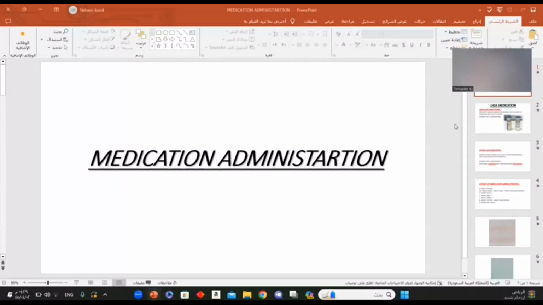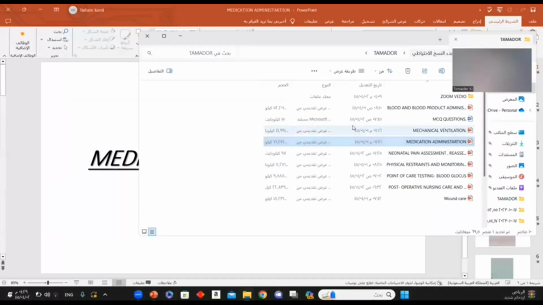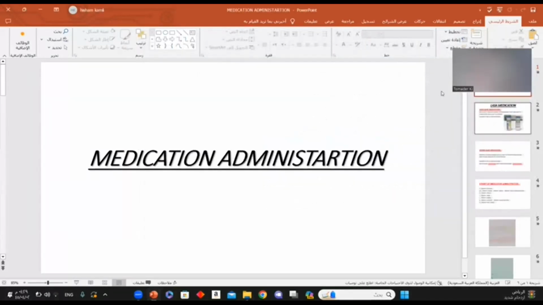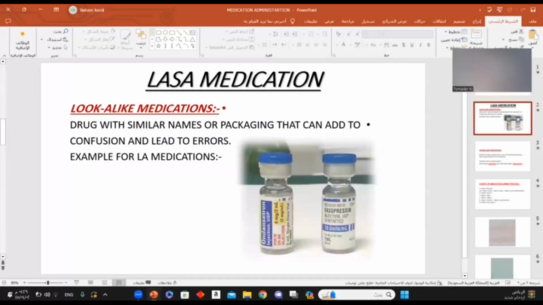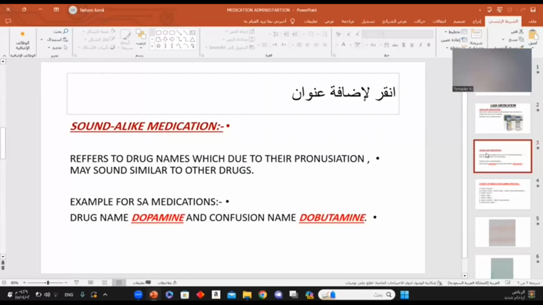Now we will talk about medication administration. We have many types of medication. One of them is LASA medication. LASA means look-alike, sound-alike. These are medications with similar names or packaging that are confusing and lead to error. For example, dextrose D50 and bicarb. These are look-alike medications. Sound-alike are drug names which, due to their pronunciation, may sound similar to other drugs. For example, dopamine and dobutamine sound the same.